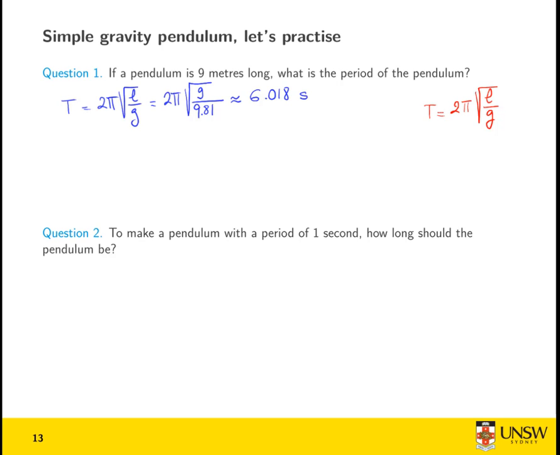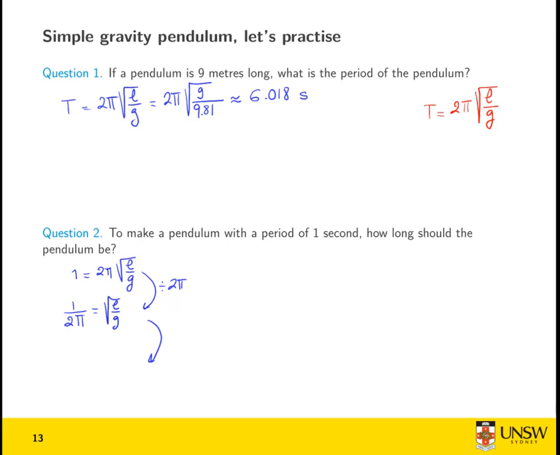Question 2. To make a pendulum with a period of 1 second, how long should the pendulum be? Same idea here. The period of the pendulum depends only on how long the rope is. So if we calculate smartly the length of the rope, we can decide what the period will be. And in that case, we want a period of 1 second. So 1 second, the period should be equal to 2 pi square root of L on G. And now it's just an equation where we're trying to find L. So we could divide both sides by 2 pi.